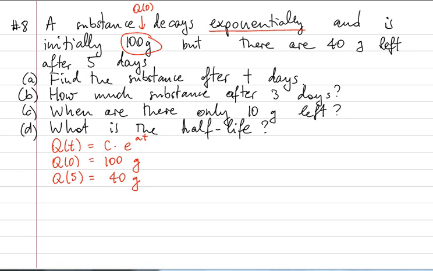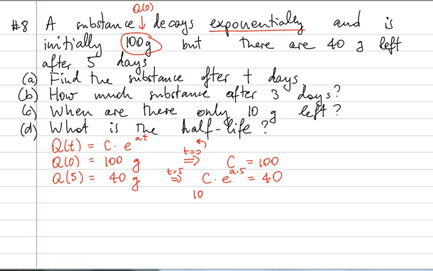This is all the information I need to find my unknown C and a. In fact, the initial one, if I plug in t equals 0 in this expression, I'm going to get just C, and C will then be equal to 100. If I plug in t equals 5 in my expression here, then I'll get C times e to the a times 5 equals 40.